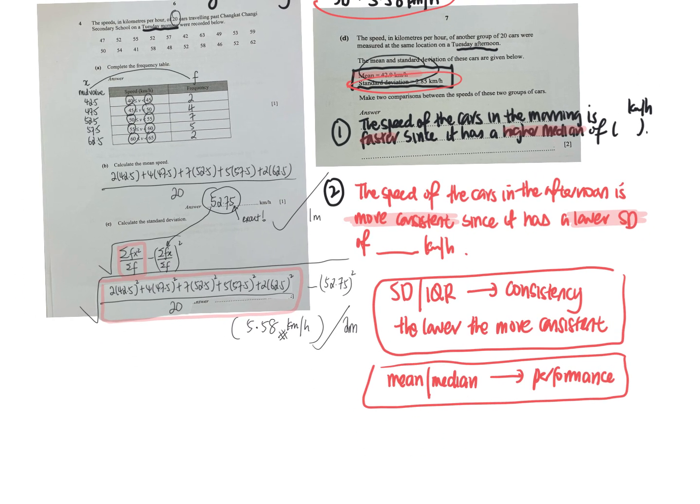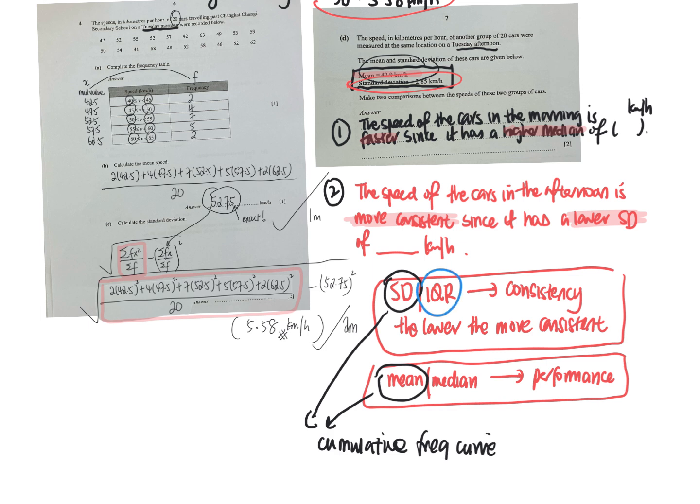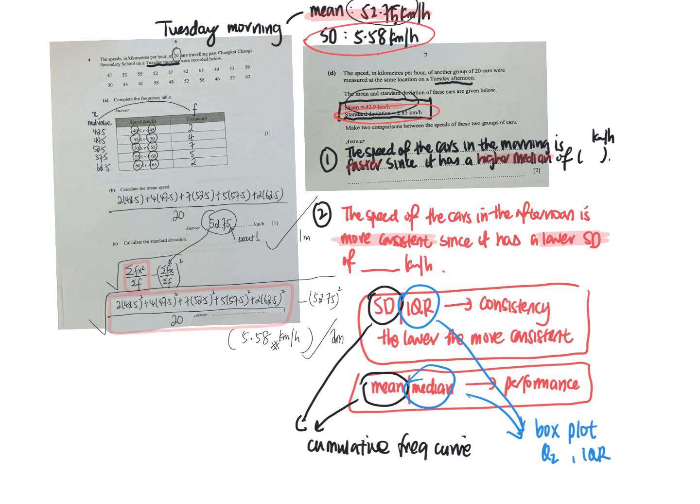Okay, when do we use standard deviation and mean? Standard deviation and mean is when you have cumulative frequency curve. But IQR and median is where you have things like the box plot. You will find Q2, you will find IQR. So it depends on what you are finding and then you compare mean and median. Don't anyhow use the word. Okay? Next one.